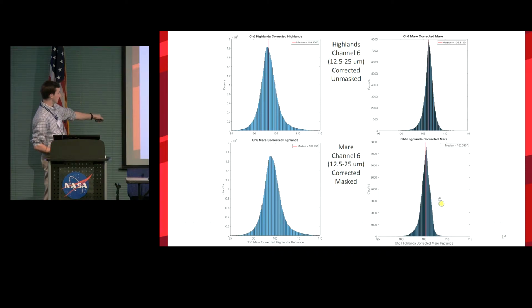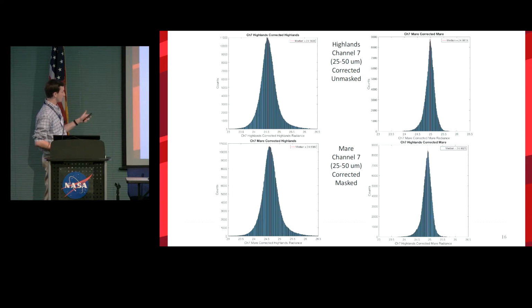The Highlands is not performing quite as well, and this is likely due to more slopes on larger craters in the Highlands and larger topography that biases the symmetry of the corrected data to higher radiance values. Channel 6 and Channel 7 are largely similar in this regard.